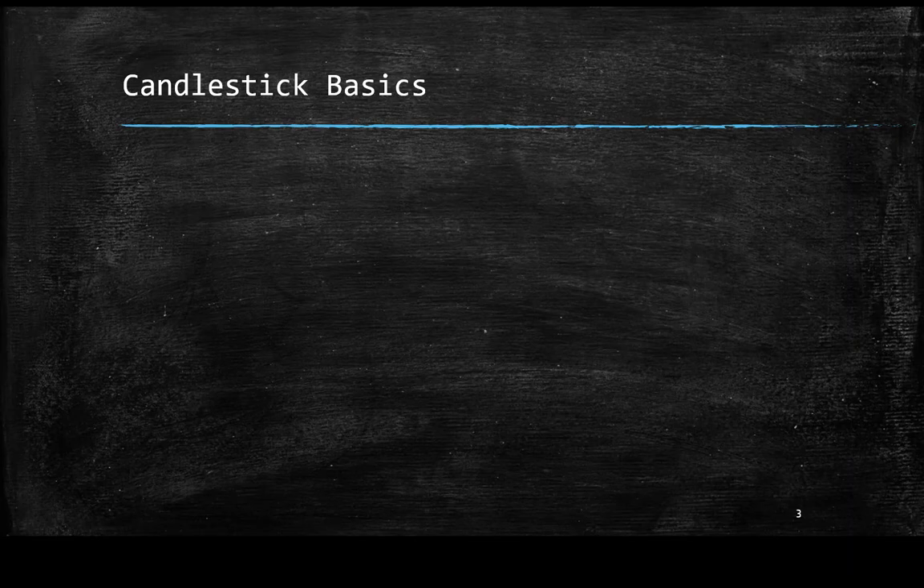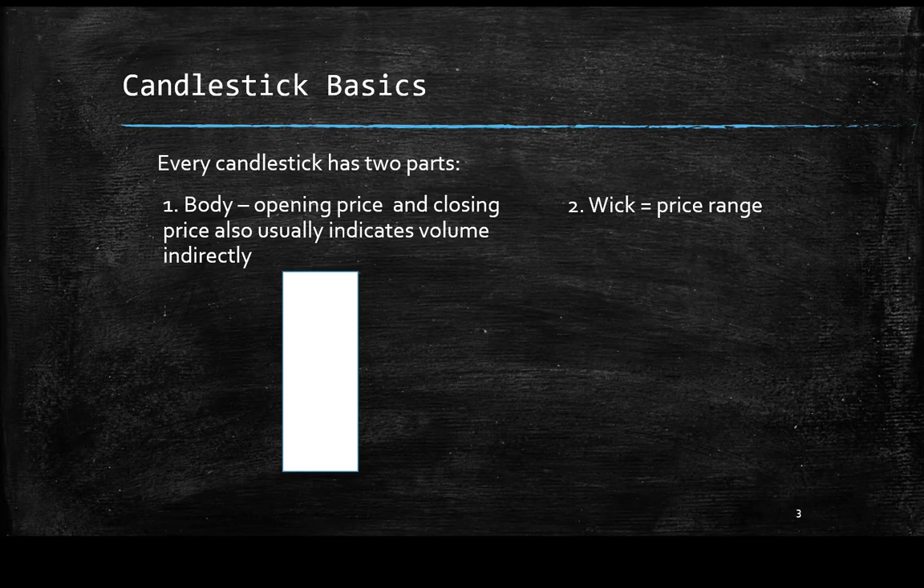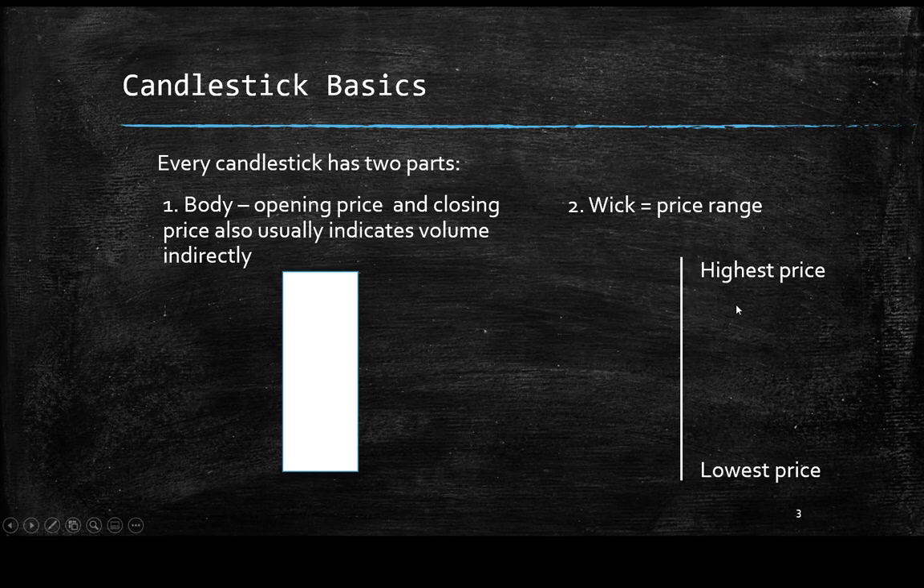Candlesticks are made up of only two parts: the body and the wick. The body shows you the opening and closing of the price, while the wick represents the entire price range that the stock moved while the candle was forming. The opening price could be at the top or the bottom of the candle, depending on the color of the candle, and I'll show you exactly what that means on the next slide. The wick, however, always shows you the lowest price at the bottom and the highest price at the top, no matter what color the candlestick is.